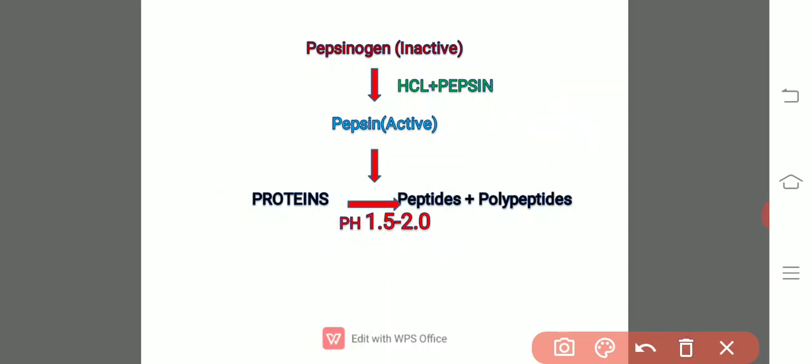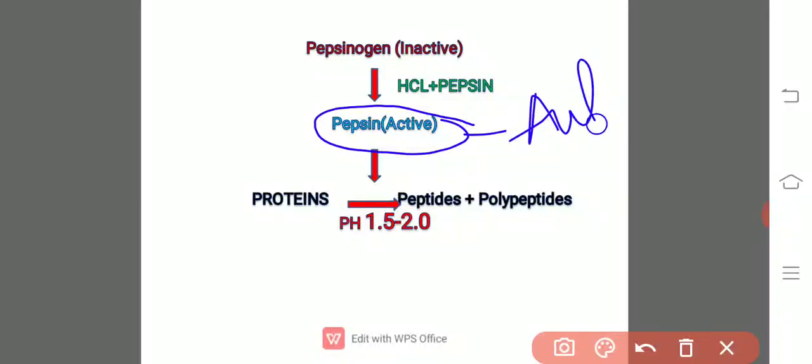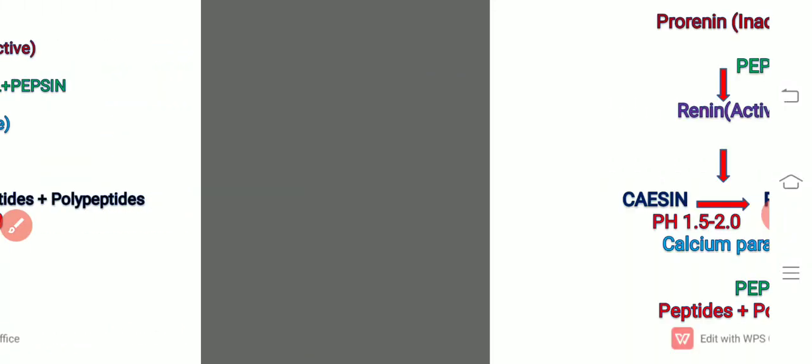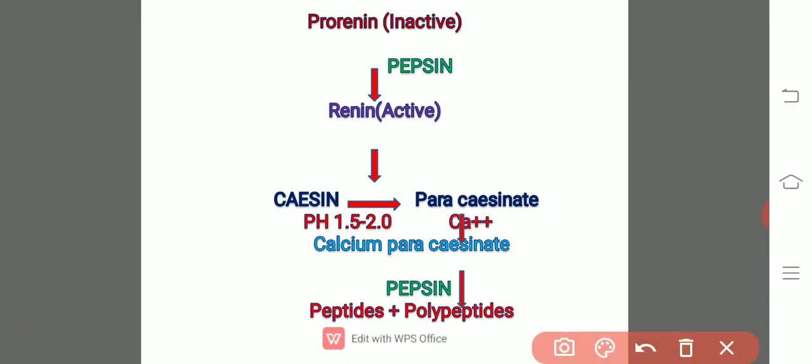Then, if some pepsin is in active condition, what it does is, on autocatalysis, it activates the remaining pepsinogen into pepsin again. And again, this pepsin digests the proteins into polypeptides and peptides. The optimum pH is 1.5 to 2. Then coming to the prorenin, what happens with the prorenin? Here, prorenin is in the inactive form. The pepsin itself activates the prorenin into renin.